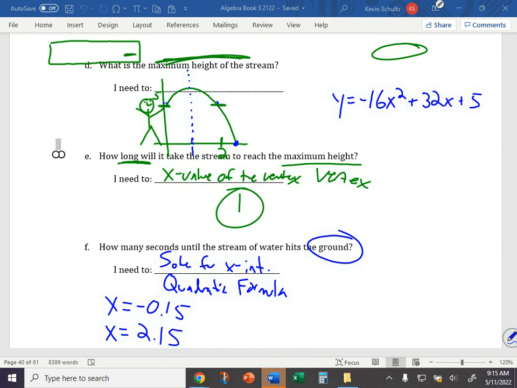Obviously, the stream of water can't hit the ground in two places, right? So again, thinking of context here and looking at the sketch of this graph, which one are we going to go with as our answer? Positive 2.15. The graph of this parabola does hit the x-axis at negative 0.15, but we don't have that part of the graph because this is in context here, right? A stream of water is coming out of a hose.